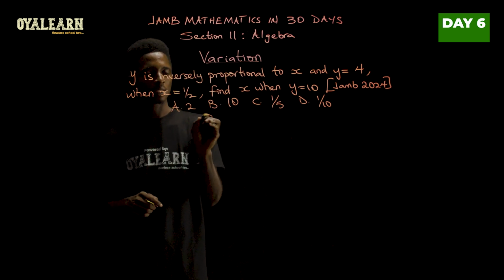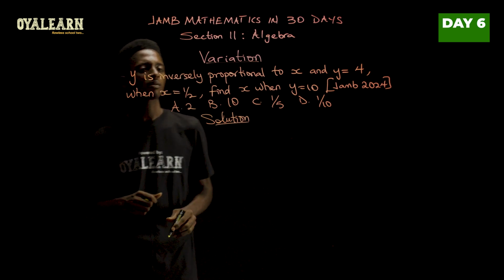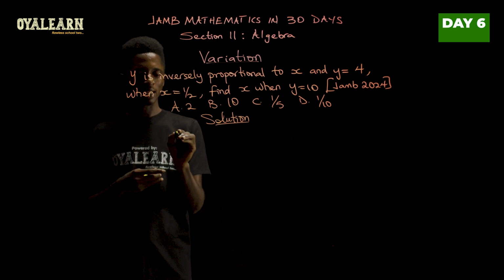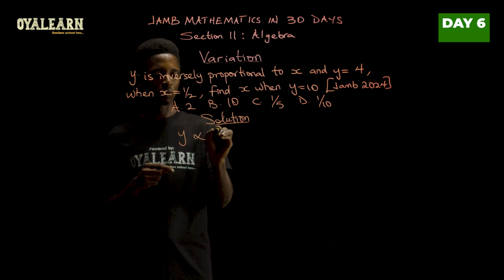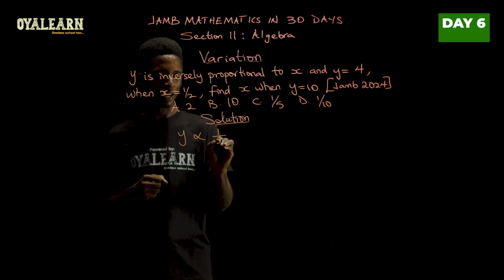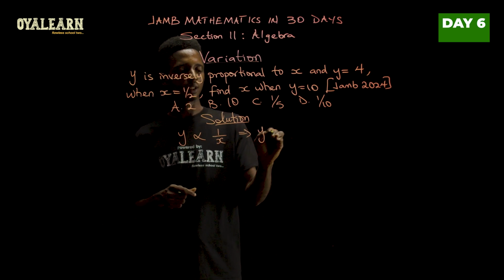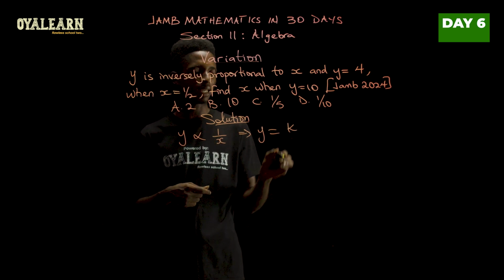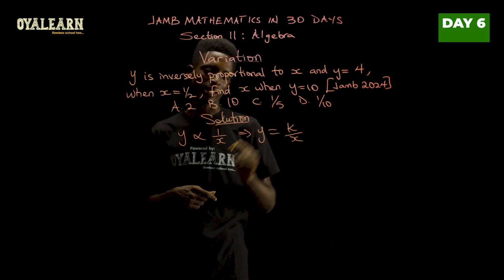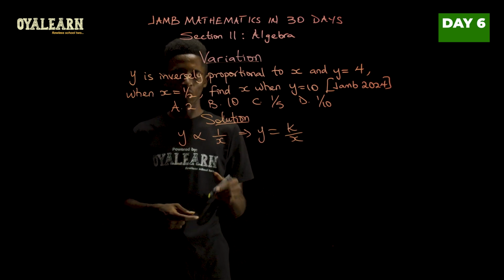Now to solve this, the question itself says y is inversely proportional, so that is 1 over x. Now what this implies is that y will equate with, now introducing the constant of proportionality to be k, that will be k over x.